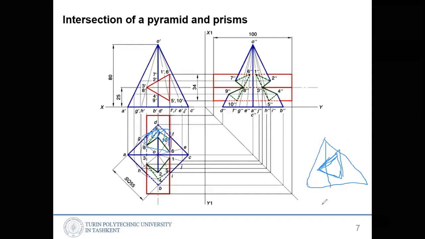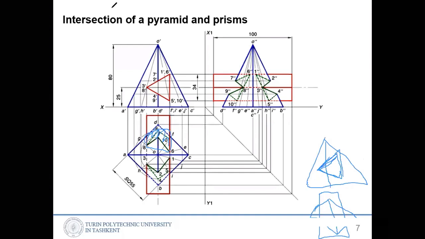Other views are also given. From the top view, this is the pyramid, a four-sided pyramid, and then the prism shape is given. The third side is also given the same. So without any intersection points, how do we find the intersections? How do we find that intersection?